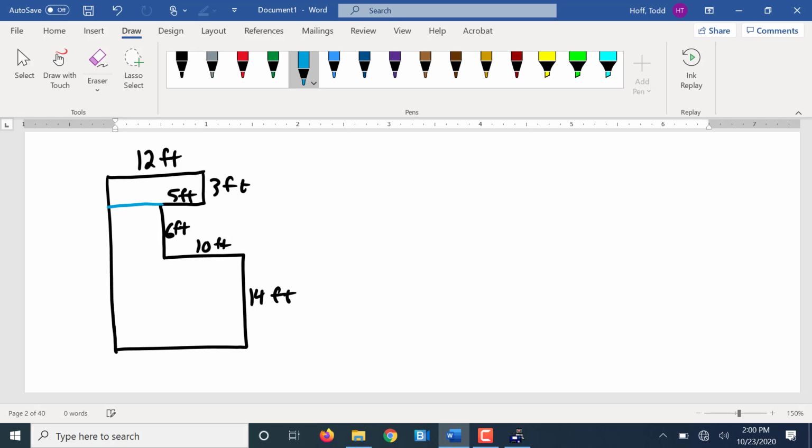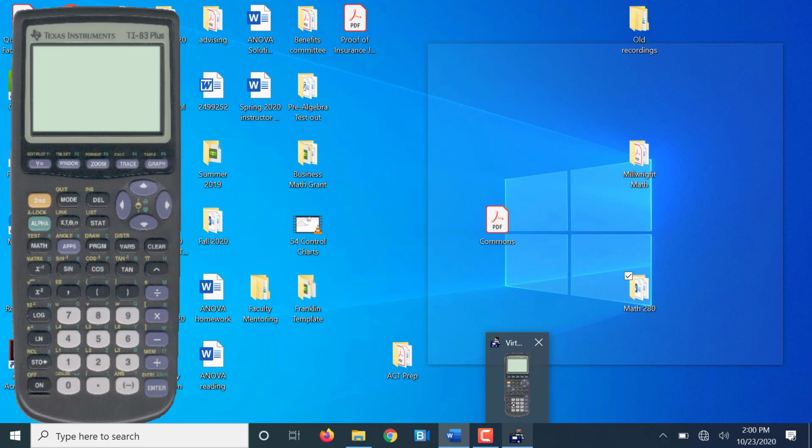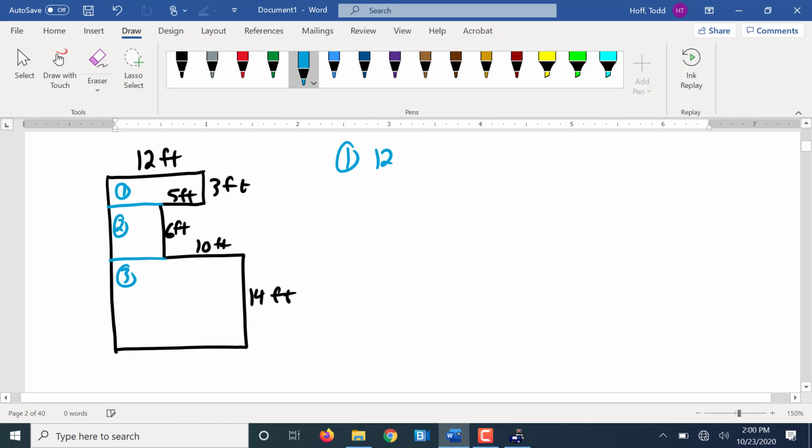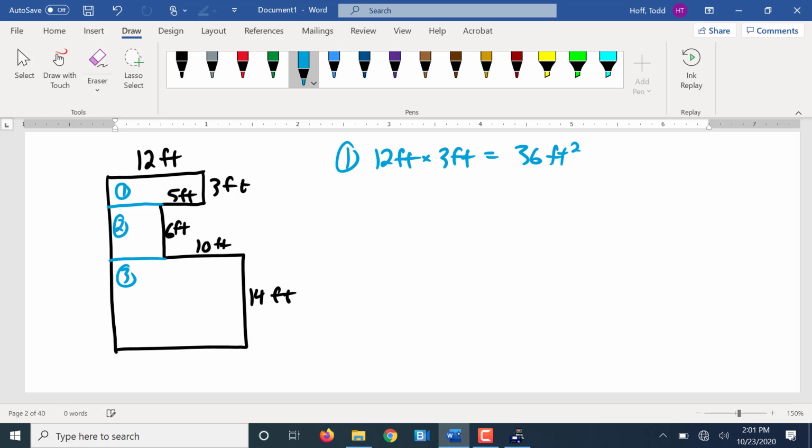So I cut it across here and here. I'm just going to label them 1, 2, and 3. How do I find the area of piece 1? Oops, get back here. 12 times 3. Perfect. 12 feet times 3 feet. 36 square feet. Piece 2.